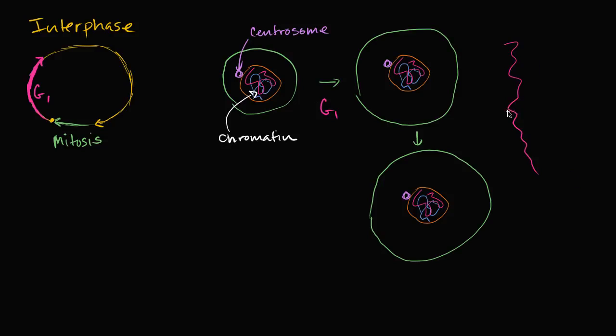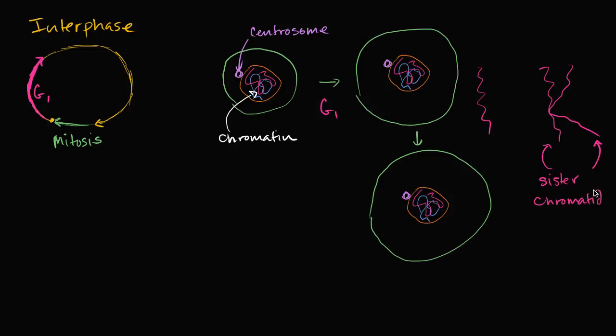Let me draw this a little bit neater. So this is one chromosome right over here. And that one chromosome, after it's copied all of its genetic material, is still one chromosome. Now, there's two copies over here. What do we call these two copies? Well, each of these two copies is called a chromatid. And these two right over here are sister chromatids. But either way, this is one chromosome right over here.